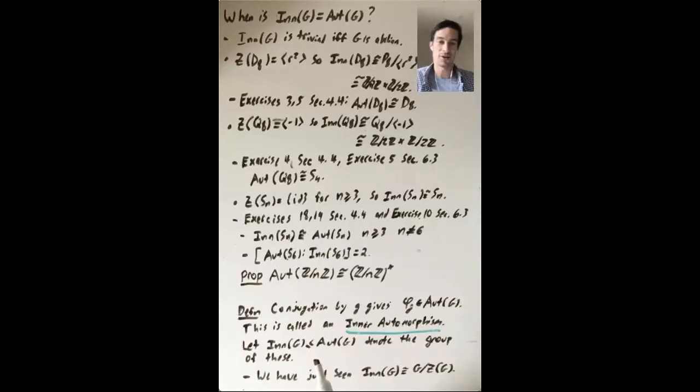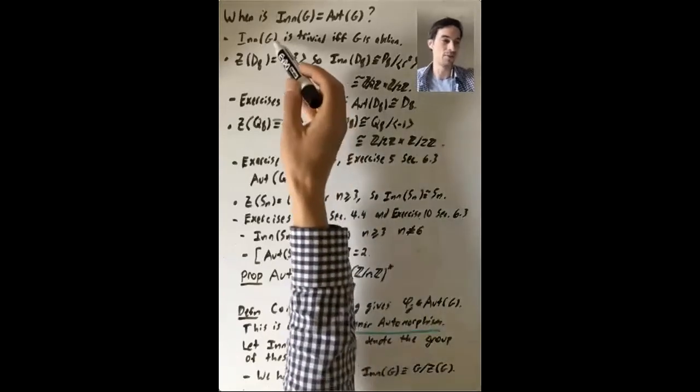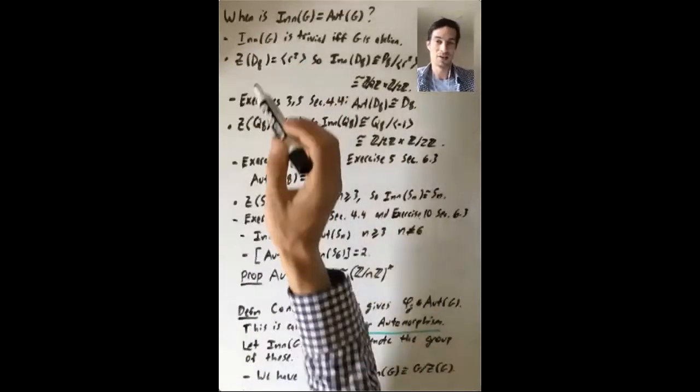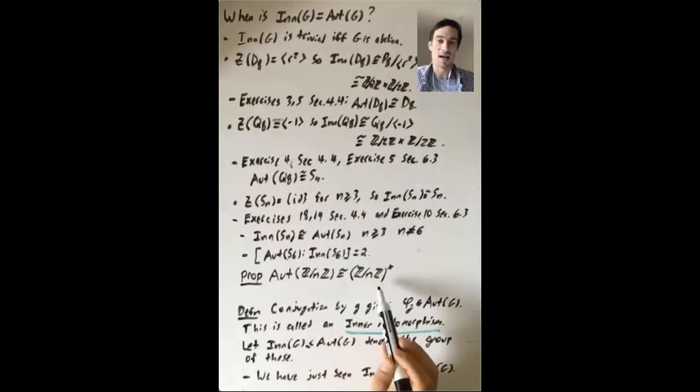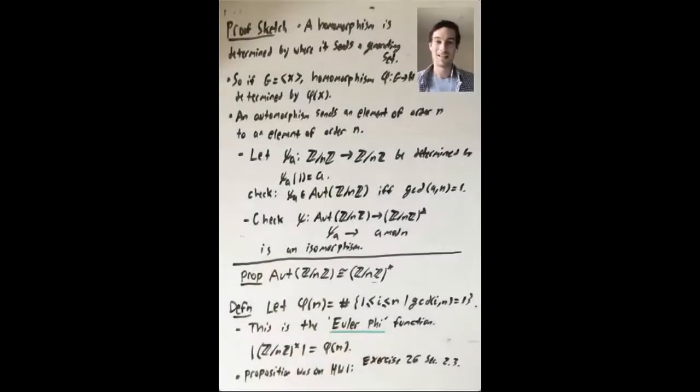So I'm going to pause and erase, and I'll say something about the proof here. But what is this showing? Well, Z mod NZ is abelian, so the group of inner automorphisms is trivial, but it can still have a lot of automorphisms. They just don't come from conjugating by an element. Let's say a little more about this proposition about automorphisms of Z mod NZ.